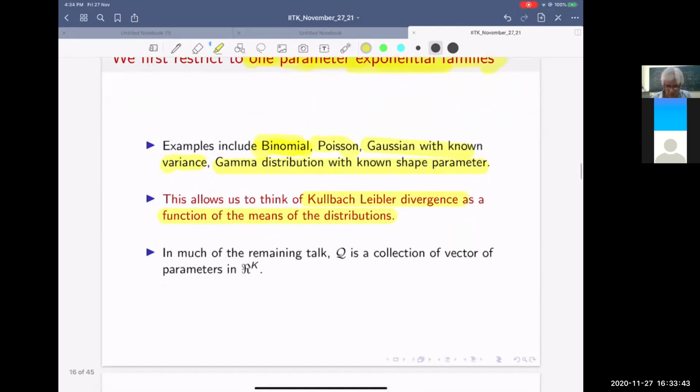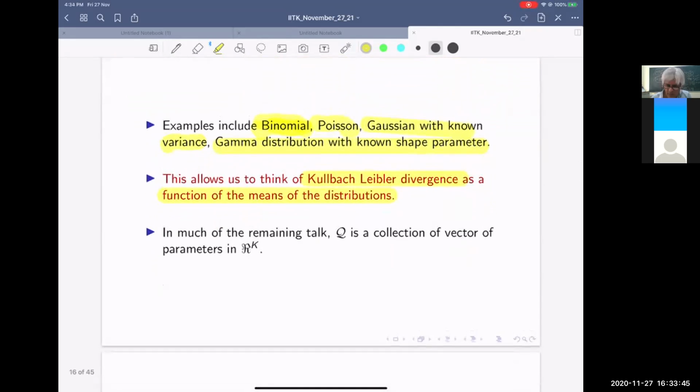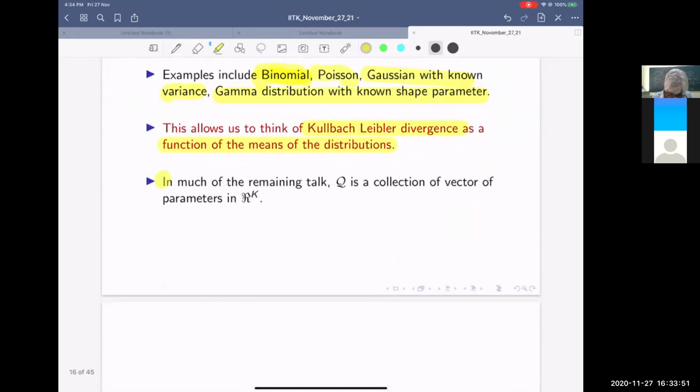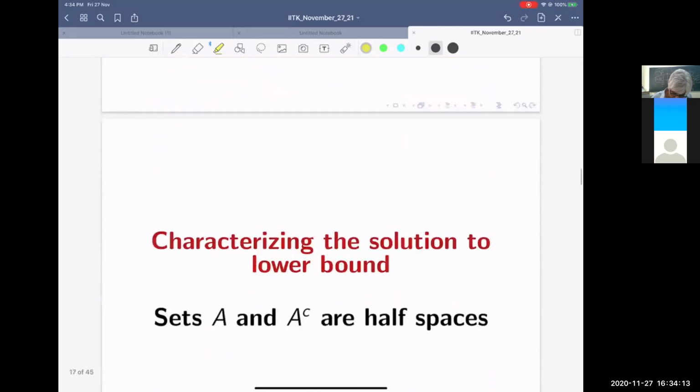So now the argument for the Kullback-Leibler divergence is not going to be a probability distribution, it'll just be the means. So that makes our life much, much simpler. So in much of the remaining talk, until I come to the heavy tail part, I'll assume that Q is a collection of vectors of parameters in R^k. So all the sets which I showed you, because now a vector of distributions can be represented by a vector of points in Euclidean space. So my Q is now just a set in a Euclidean space. So that just makes the geometry much easier to appreciate.